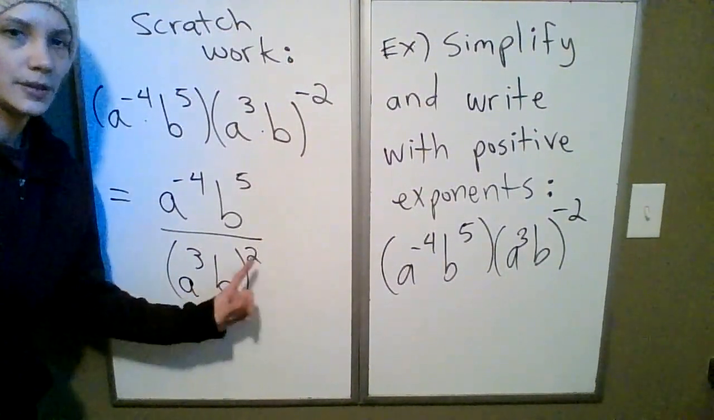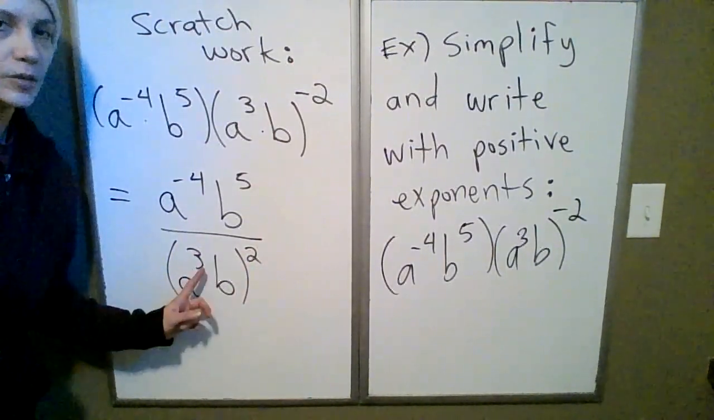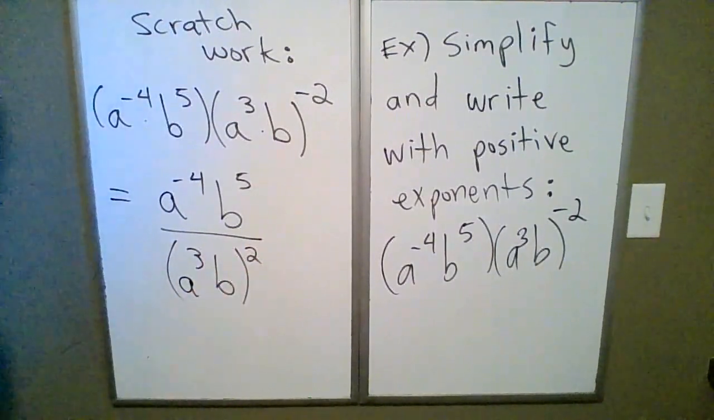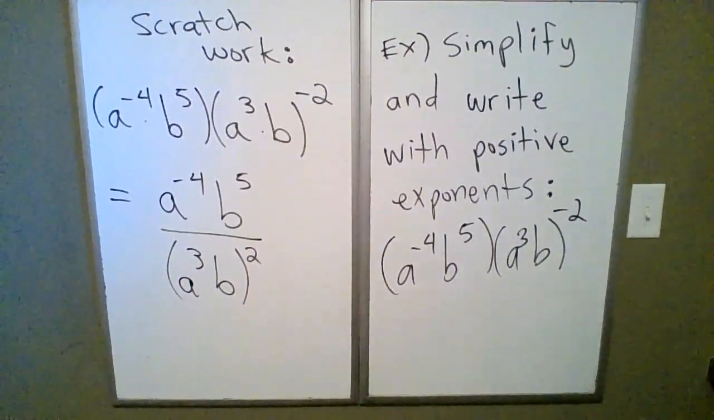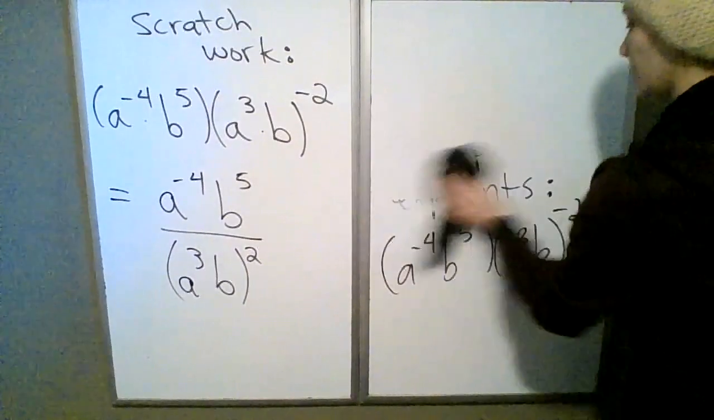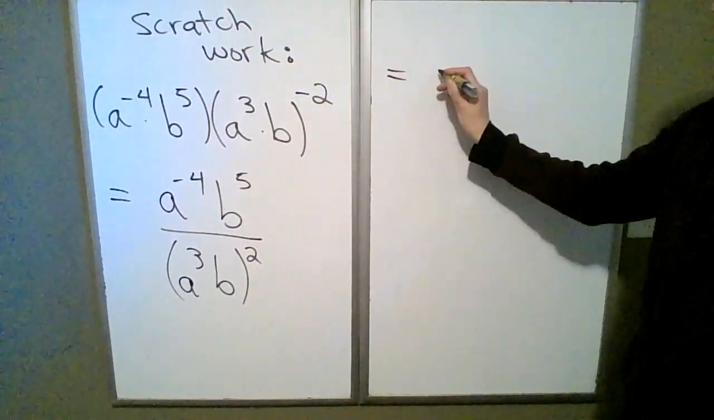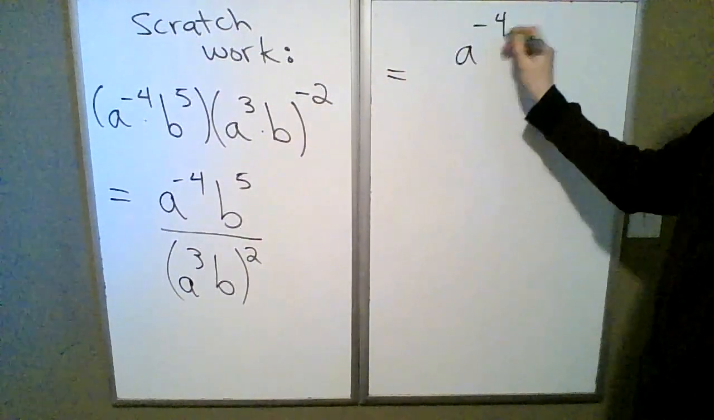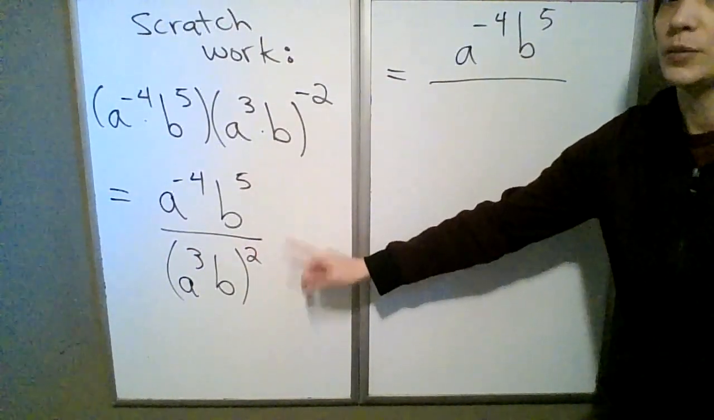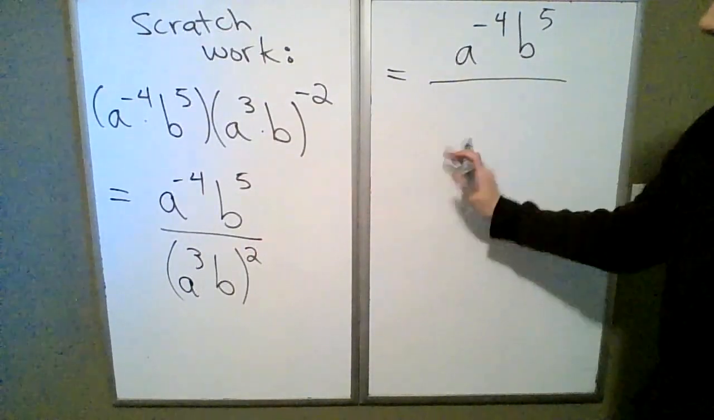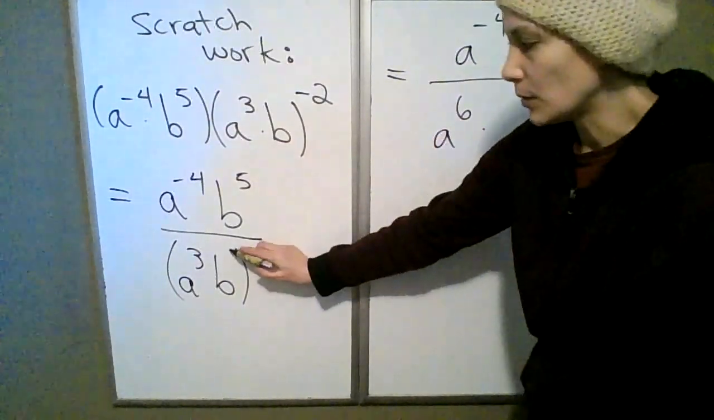Well, it seems like I still need to apply that power to both variables, a cubed squared and then b squared. Let's copy down the numerator. A cubed squared will be a to the 6th. We'll multiply those powers together. And then b to the power of 1 times 2, which is 2.